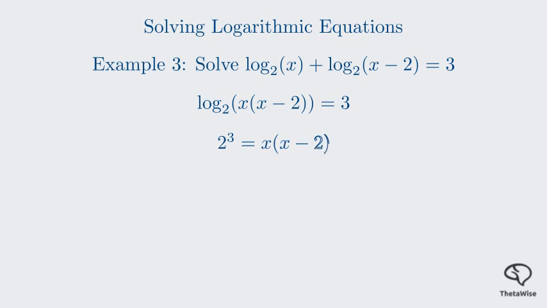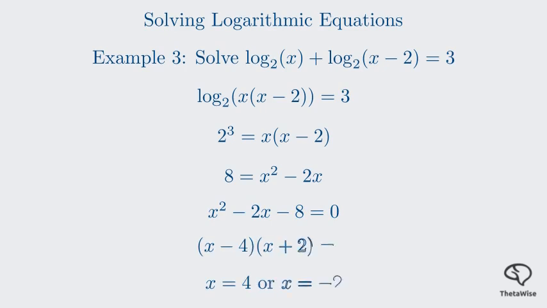So 2 cubed equals x squared minus 2x. This simplifies to 8 equals x squared minus 2x. Rearranging gives a quadratic equation. X squared minus 2x minus 8 equals 0. Factoring gives x minus 4 times x plus 2 equals 0, so x equals 4, or x equals minus 2.